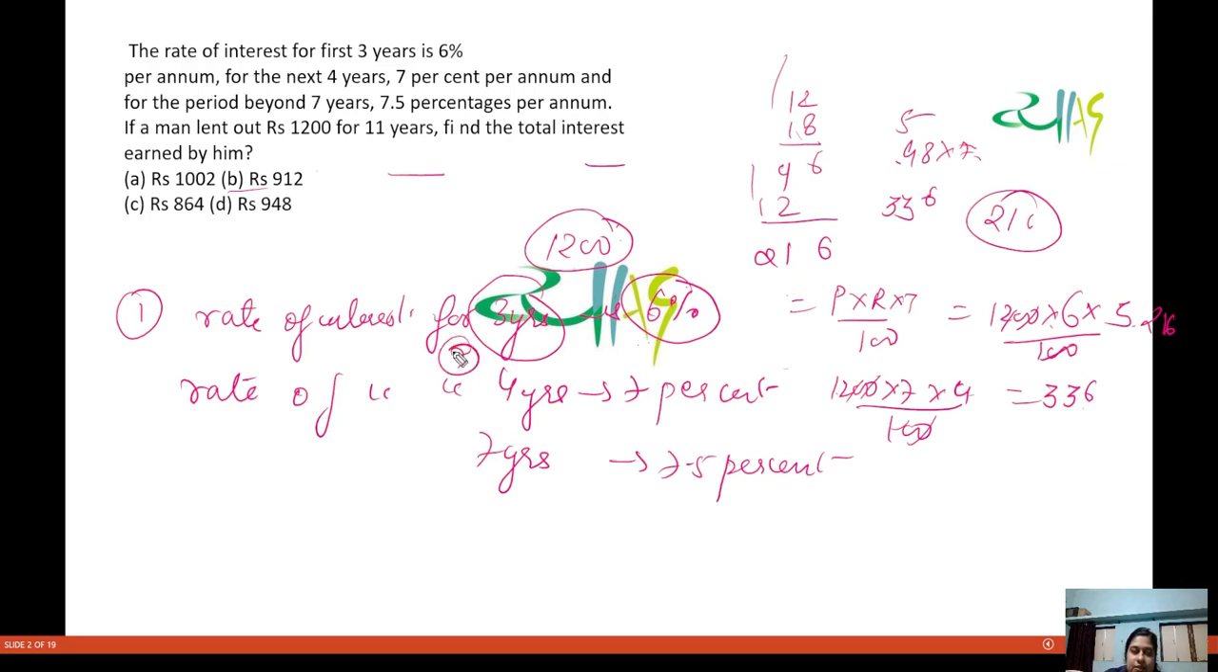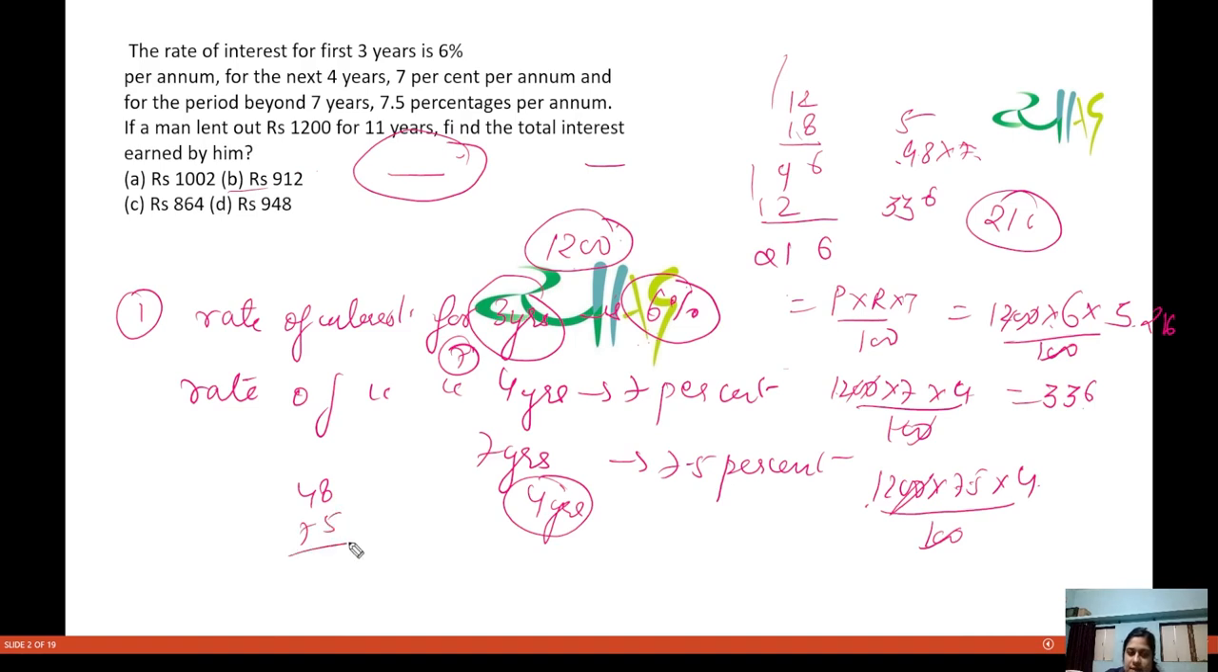So this is the interest for 7 years, and he is lending the money for 11 years. So only 4 years left. So you have 1200 into 7.5 into 4 divided by 100. You can cancel this. This will become 48 and you have to multiply this by 75. So you have 3600. But we have a decimal point here, so you will have 360.